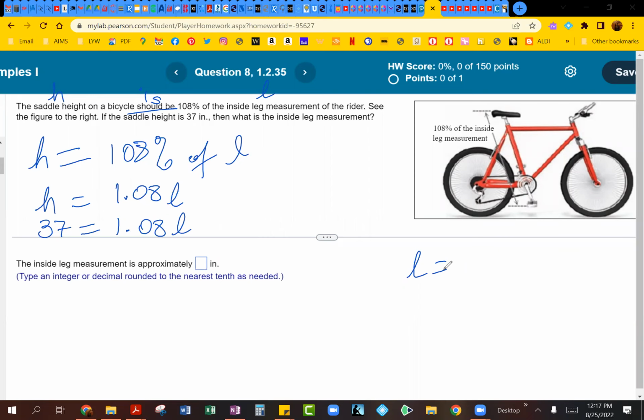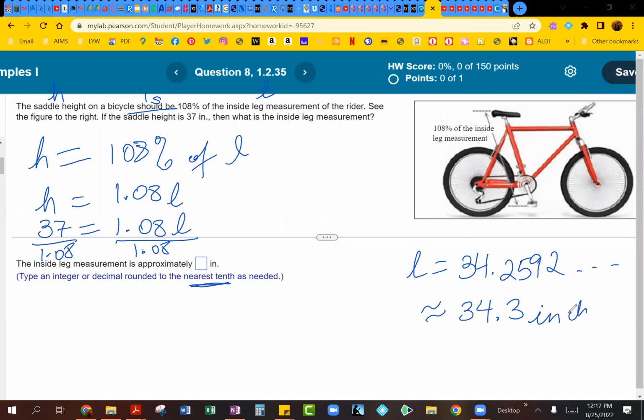Okay, so obviously, since you are multiplying 1.08 by the leg measurement, you will end up dividing both sides by 1.08. The raw answer comes out to be 34.2592, and it keeps going. So rounding that to the nearest tenth is 34.3, and this will of course be in inches.